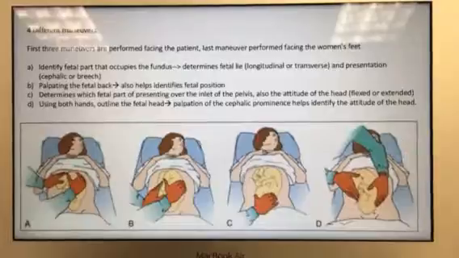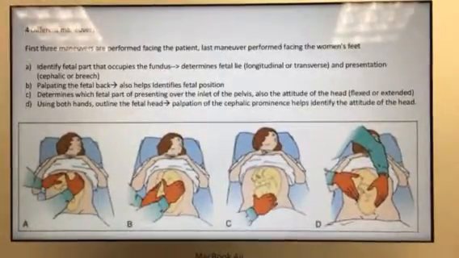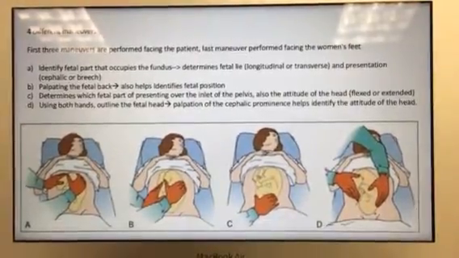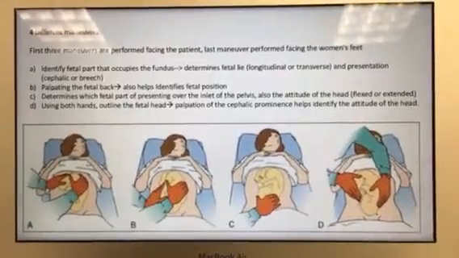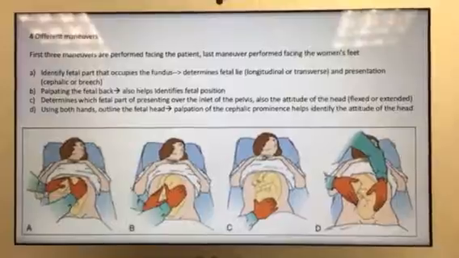So in picture B, we are going to be palpating for the fetal back. This will also help us identify the fetal position. And then picture C, this will help us to determine the attitude of the head, whether it's flexed or extended.